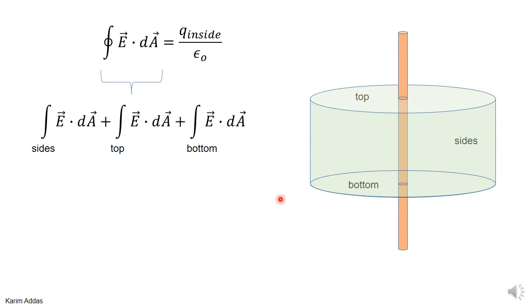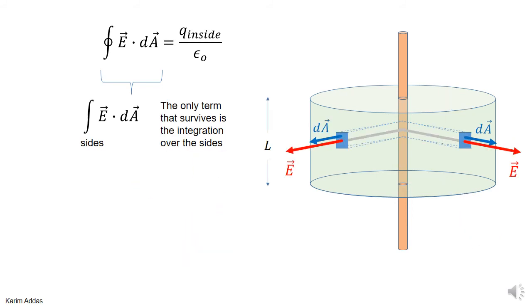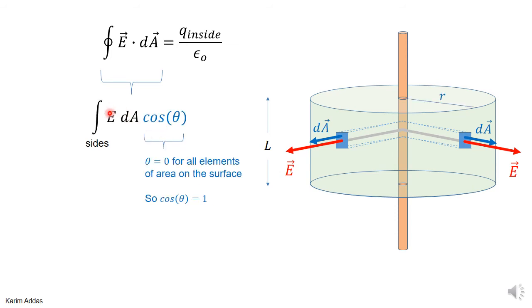So let's summarize what we said. This integration of a closed surface is cut up into an integration over the sides, integration over the top, and integration over the bottom. The integration over the top and the bottom give you 0 because the angle between electric field and area is 90 degrees. And the only term then that survives is integration over the sides. Now, integration of E dot dA is E dA cosine theta, and since the angle between the electric field and area vector is 0 everywhere on the surface, then theta is 0 and cosine 0 is 1, so now we got rid of the cosine.